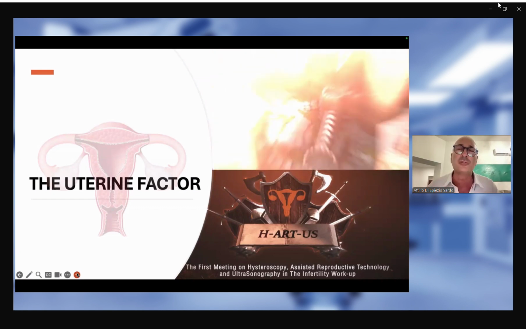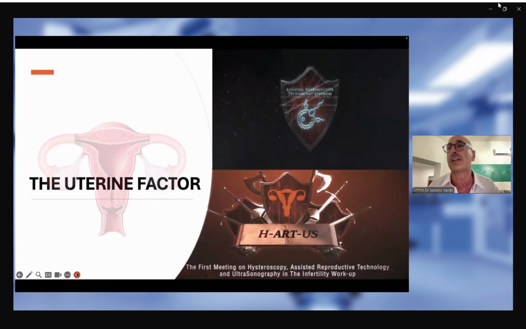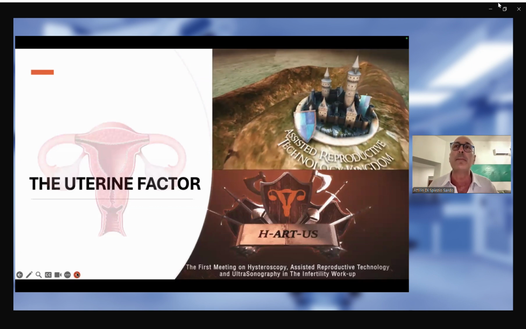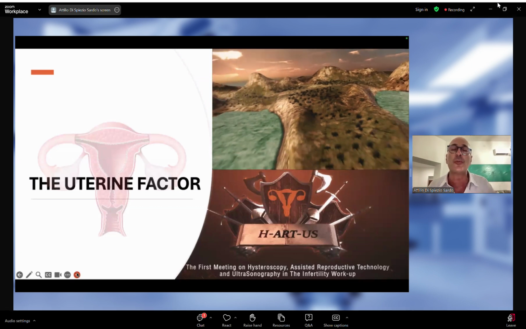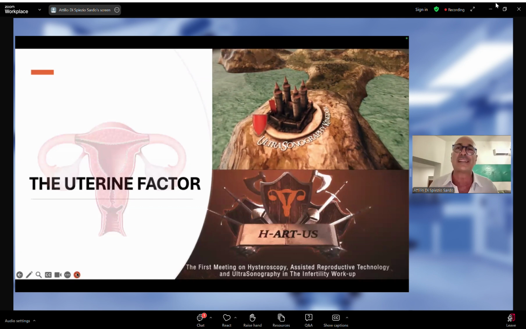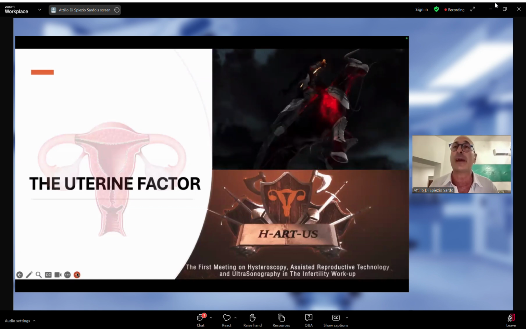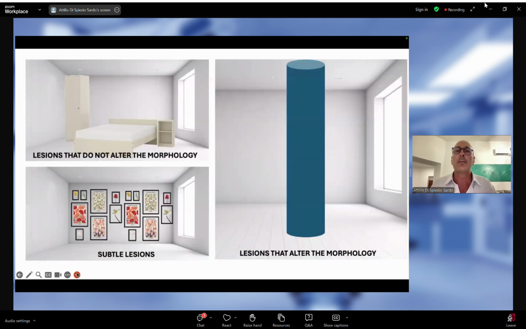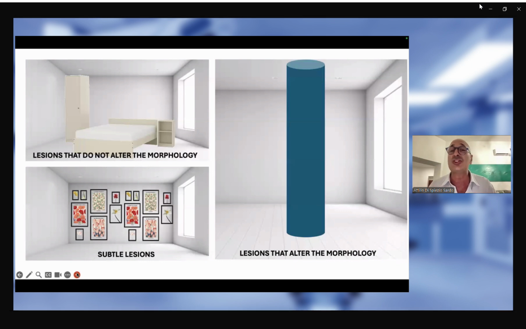has put a little more light on the importance of uterine factors, because as Grigori said before, people sometimes minimize the value of the uterus in reproduction. So the general tendency of modern reproductive medicine has always been to focus only on the embryo. But if we imagine that the uterus is just like a room, we can have a lesion that can alter the morphology. Sometimes you have a pillar inside a room, or you can have something inside the cavity.